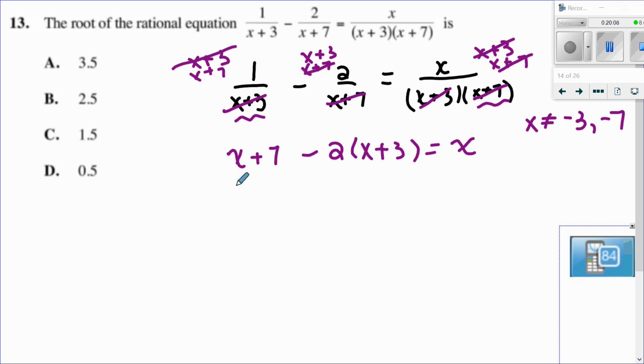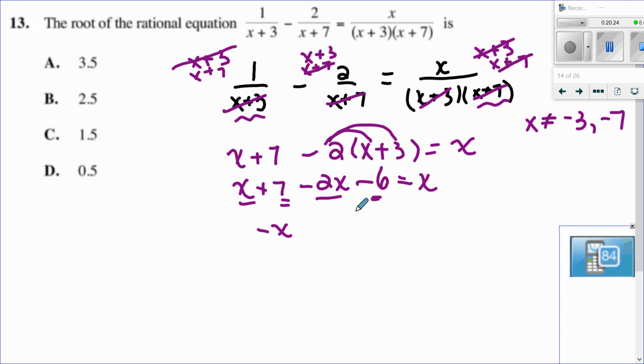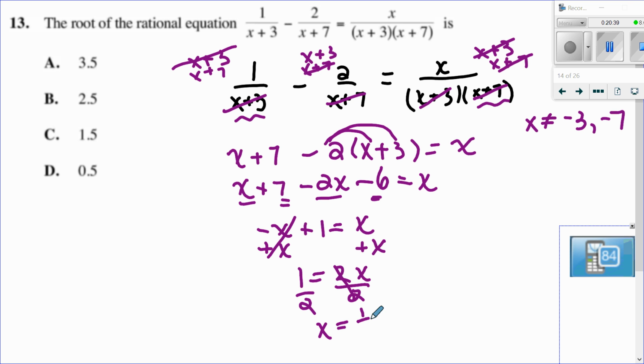Okay, so let's apply the distributive property here. So -2 times x, -2 times 3. And tidy it up. So x take away 2x is -x. 7 take away 6 is 1. So I have a linear equation. I want x on one side and number on the other. So adding x to both sides and dividing both sides by 2. So I get x is equal to 1/2. So 0.5. And I check it against my non-permissible values. It's not one of those.